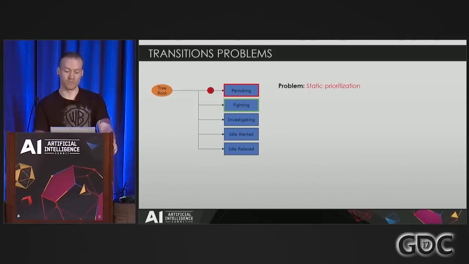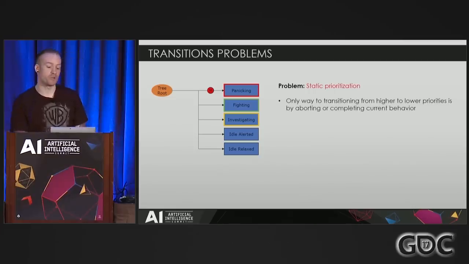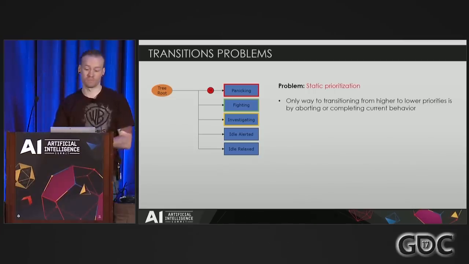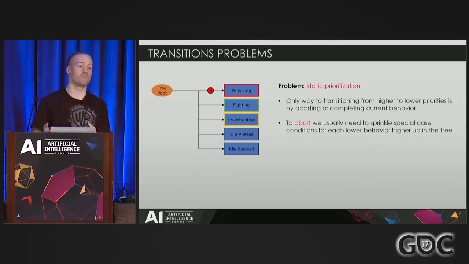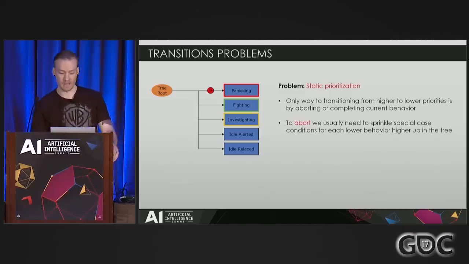This leads us to our first big problem, and that is static prioritization of the trees. So imagine I'm currently in fighting. How do I go to investigating? Well, the only way to transition from high to low priorities is to either abort or complete that behavior. To abort, we usually need to start sprinkling special case conditions in these behaviors. So if I was fighting and I lose sight of my target, I need to write a bunch of conditions in there saying, well, if I lose sight of the target, fail this behavior, then the behavior tree will reset, and then I can jump into a lower priority behavior.